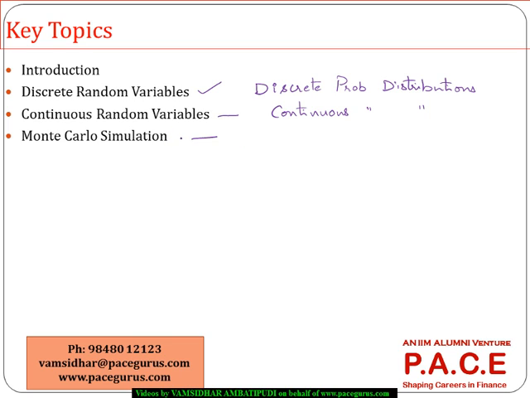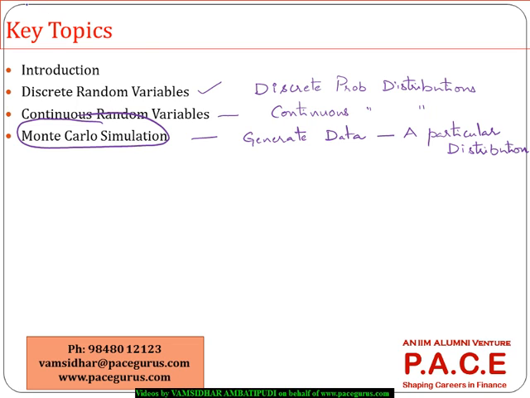And towards the end, I would just focus on how we can generate these kinds of distributions, right? How we can generate the data in case I don't have the data. How can I generate data which follows a particular distribution? How can I generate data which follows, let's say, a binomial distribution? How can I generate data which follows a normal distribution using a mechanism called Monte Carlo simulation? So these are the different topics that we will cover as a part of this particular session.